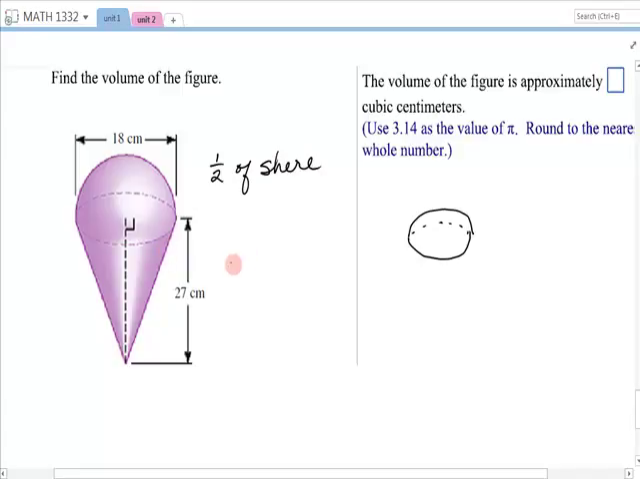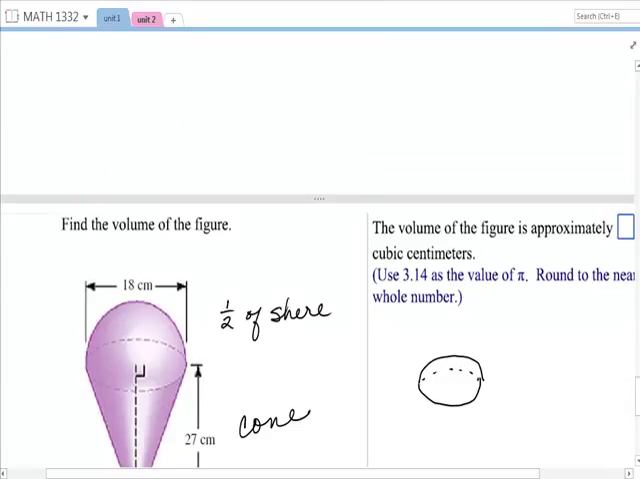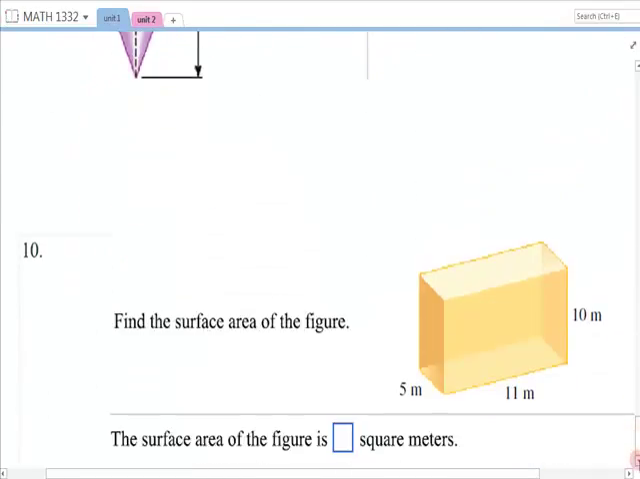What is the bottom part? It's a cone. Half a sphere plus a cone. I will leave that for you to have fun with.